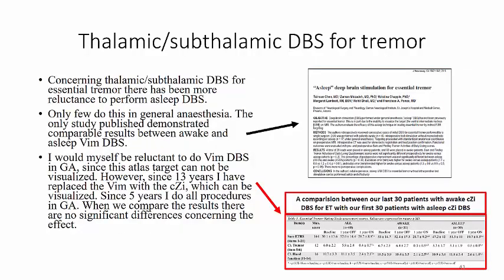Regarding subthalamic DBS for essential tremor, there has been more reluctance to perform asleep DBS. Only a few do this in general anesthesia, and the only study published demonstrated comparable results between awake and asleep VIM DBS. I would myself be reluctant to do VIM DBS in general anesthesia, since this atlas target cannot be visualized.